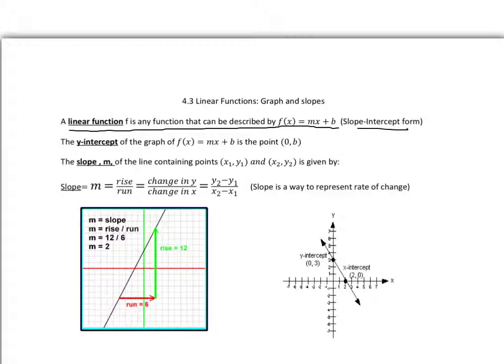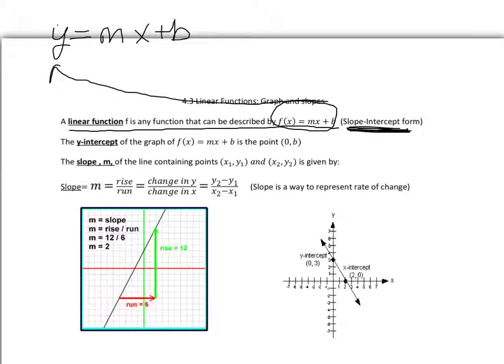Now, some of you might be familiar with y equals mx plus b. Well, this f of x equals mx plus b is really no different than our y equals mx plus b, that slope-intercept form of the line. Just down here we're using function notation, and up here we're not using function notation.